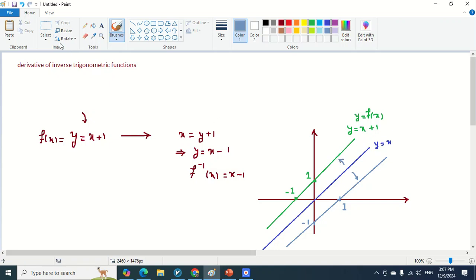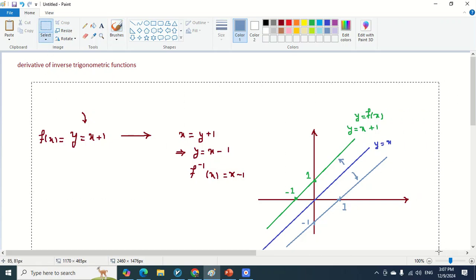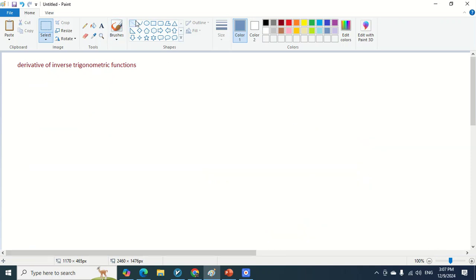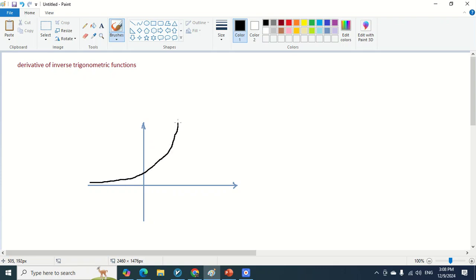And how can we calculate the inverse of a given function? One of the most important cases that we can consider here is the exponential function. If you take a look at the exponential function e to the power of x, you can see the graph of this function as follows. The line y equal to x is like this, and the exponential is increasing very quickly. So this is y equal to e to the power of x.